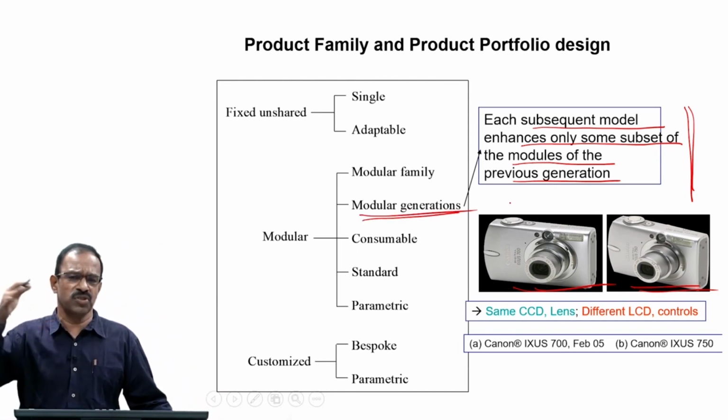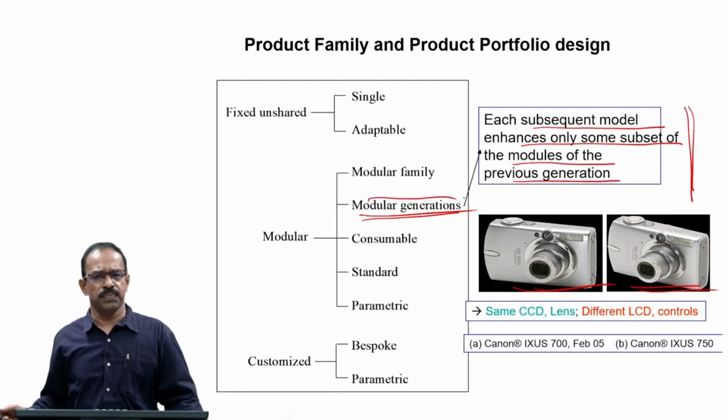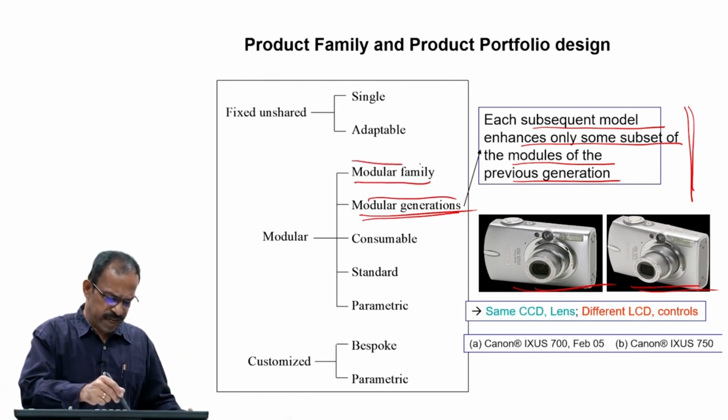So, if something is going to change in the future, then we need to think of a modular generation architecture. If there are not many changes expected, then we go for a modular family architecture.